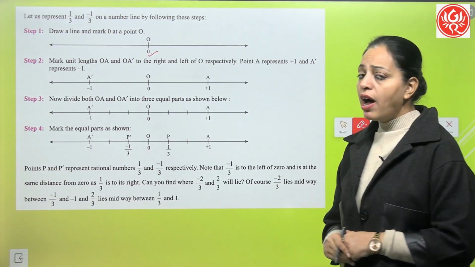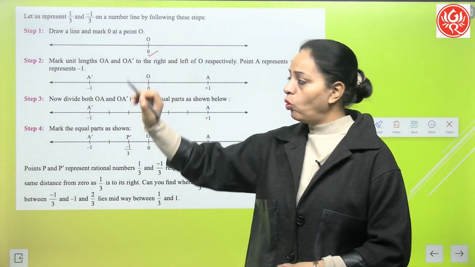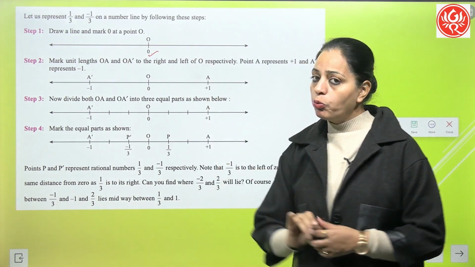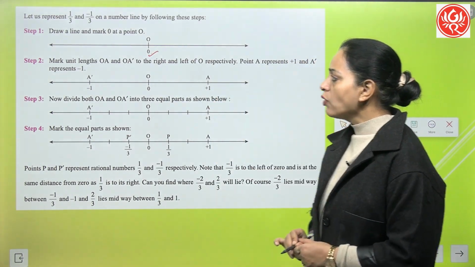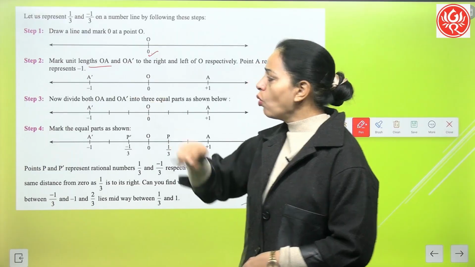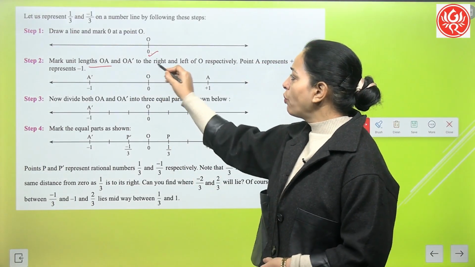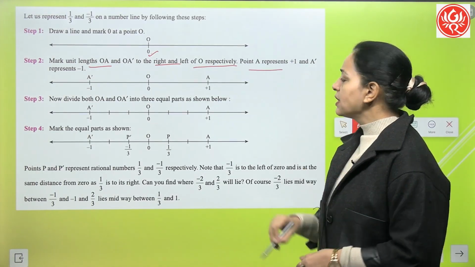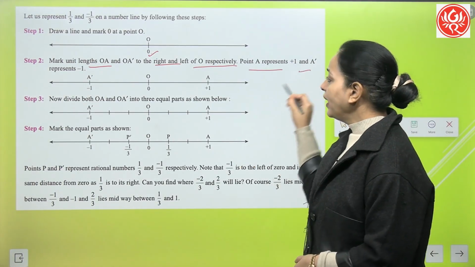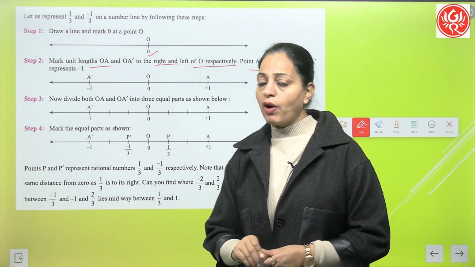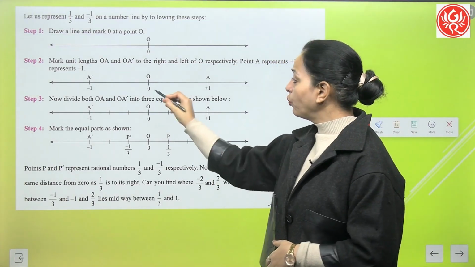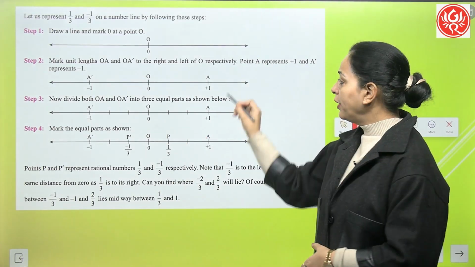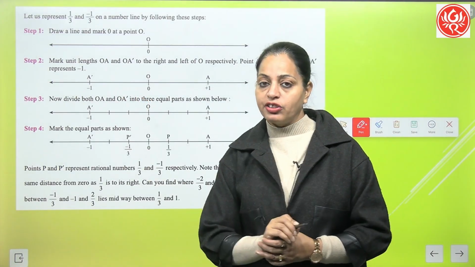Step 1, draw a line and mark 0 at a point O. हम एक line draw कर लेंगे, 0 point mark कर लेंगे, उसको हम O point assume कर लेंगे, right? Now step 2, mark unit lengths OA and OA dash to the right and left of O respectively. Point A represents plus 1 and A dash represents minus 1. Now mark plus 1 on the right side of 0 and minus 1 on the left side of 0. Let it be A and A dash, right?